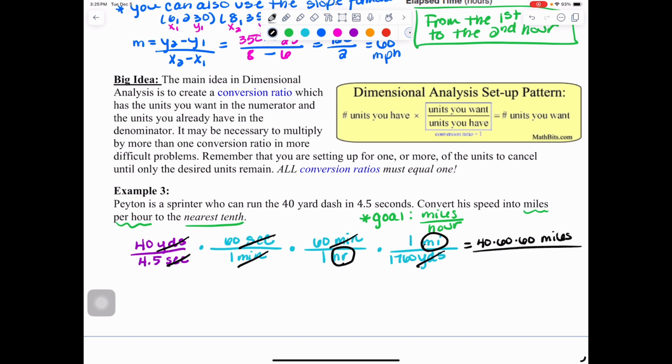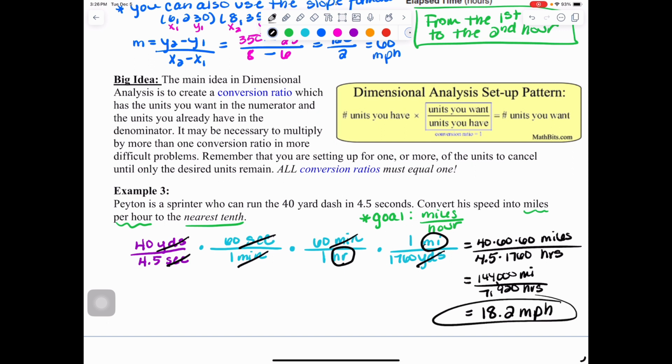And then on the bottom, I have 4.5 times 1,760 times 1, which again, I don't need. And then I have hours on the bottom. So now all we have to do is take our calculators and do that math. We get 144,000 miles on top, and we get 7,920 hours on the bottom, which means our answer comes out to be 18.2 miles per hour. And that's our final answer.